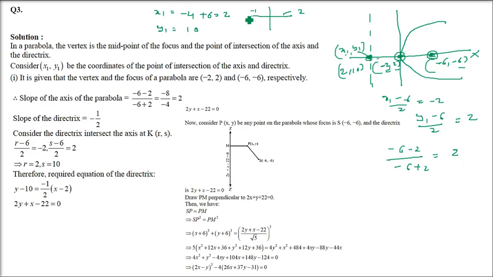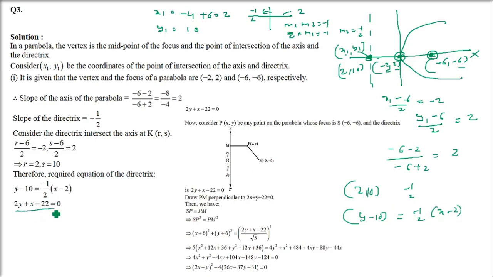What is the slope of the perpendicular line then? Minus 1 by 2. You can always get it by m1 m2 equals minus 1 because these two lines are perpendicular to each other. So if one is 2, the other will be minus 1 by 2. So this is the slope of the directrix. So a line passing through 2, 10 and whose slope is minus half, I am trying to find the equation of the directrix. So y minus y1 equals m into x minus x1, minus half into x minus 2. So the equation will be 2y plus x minus 22.